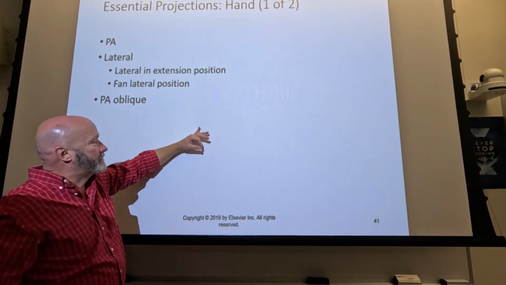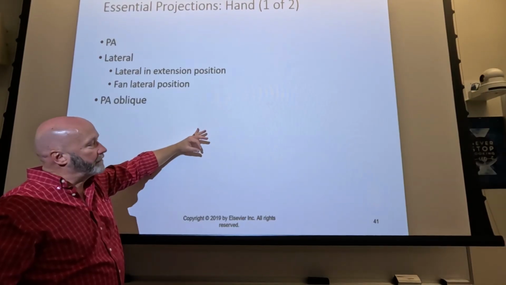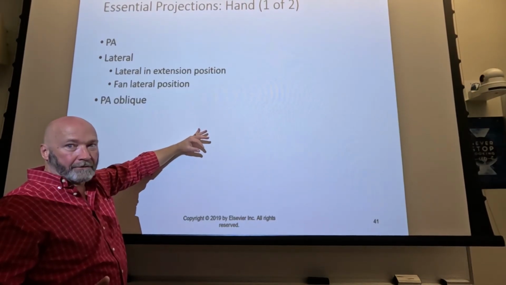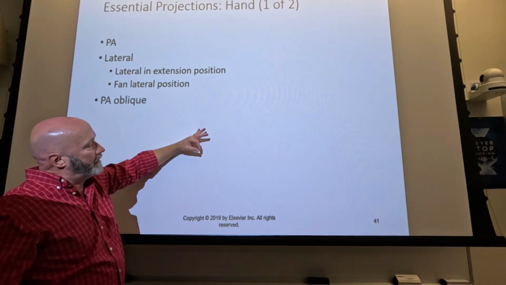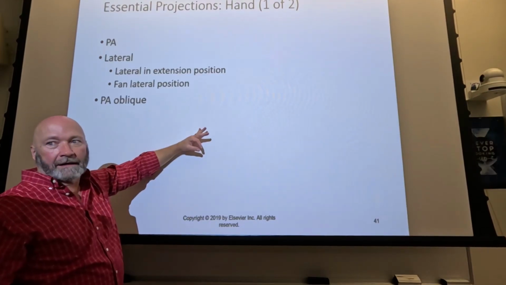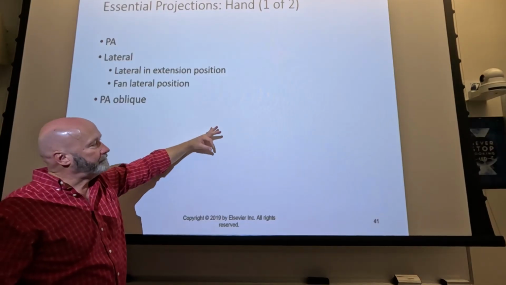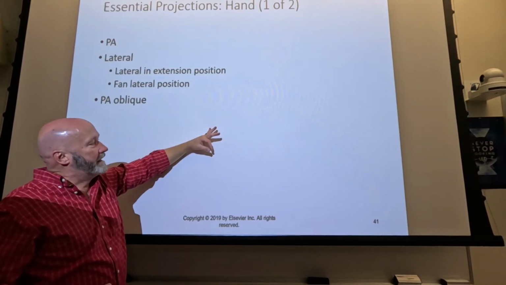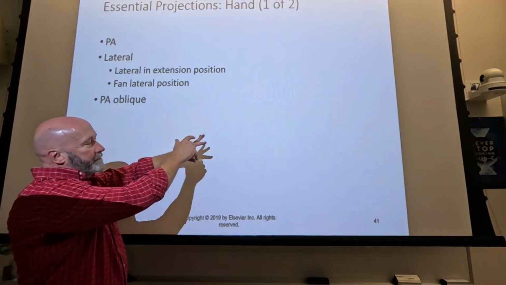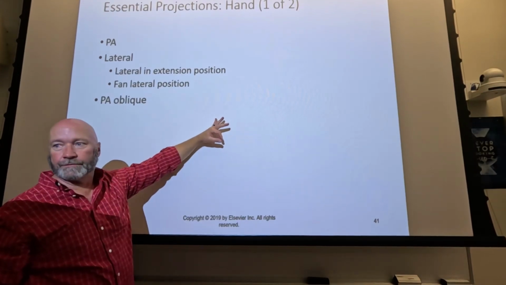What we're going to do now is rotate up to a lateral. Now we've got two different laterals as well. One is what we refer to as a fan lateral. It's a fan lateral because your fingers are fanned out. Okay, so you got a fan lateral, and that's good for demonstrating individual fractures in individual fingers.